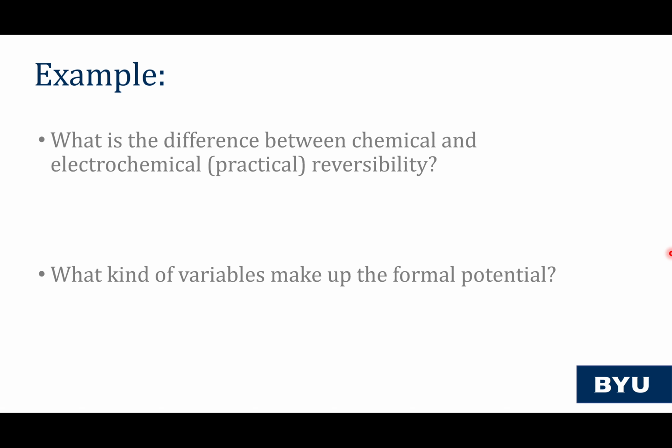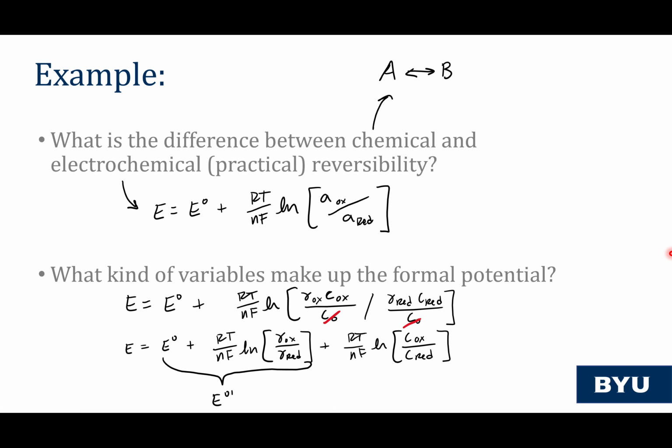So what is the difference between chemical and electrochemical or practical reversibility? Well, chemical reversibility means that you have significant rates of reaction going both forward and backward for a reaction, whereas electrochemical reversibility is all about the Nernst equation being valid at the electrode.